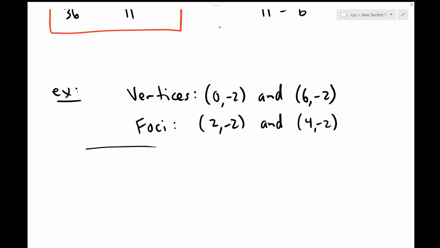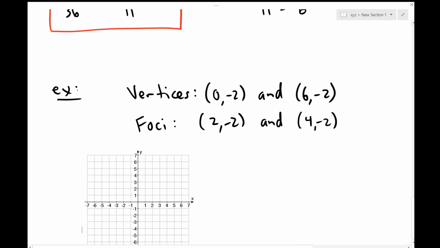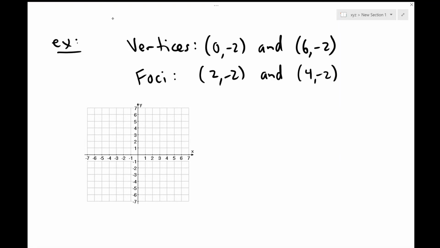So again, I think it's helpful to start by actually looking at the graph. So we'll go ahead and do that first. Going ahead and plotting our points here, we have our vertices at (0, negative 2) and (6, negative 2), so that would be these 2 points here. The foci are at (2, negative 2) and (4, negative 2). And so again, I can see that my ellipse is going to be elongated horizontally. In other words, it'll have a horizontal major axis, because we know that the endpoints of the major axis are the vertices.